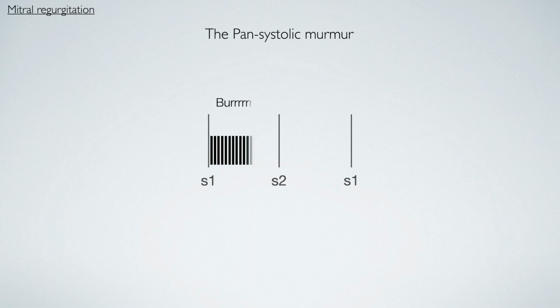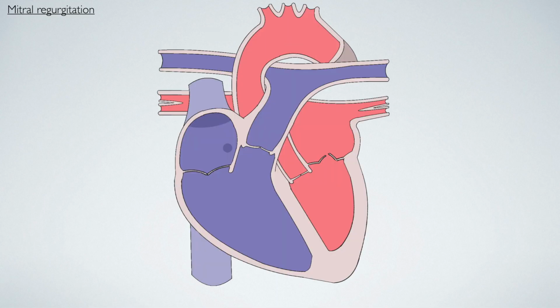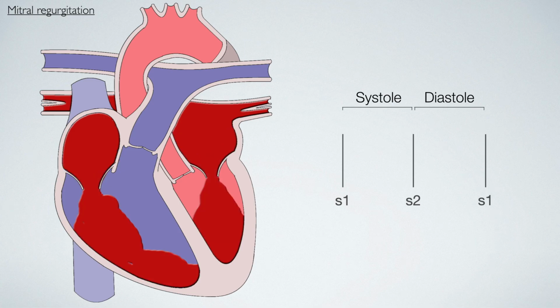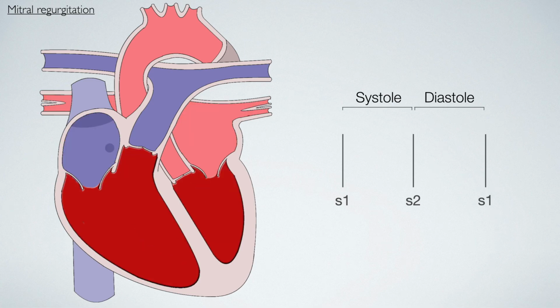This pansystolic murmur is caused by abnormal closure of the mitral valve. Let's take a closer look to get a better understanding of this. So blood flows from the atria through the mitral and tricuspid valves into the ventricles. And at this point, the mitral and tricuspid valves would normally close to produce our S1 heart sound.